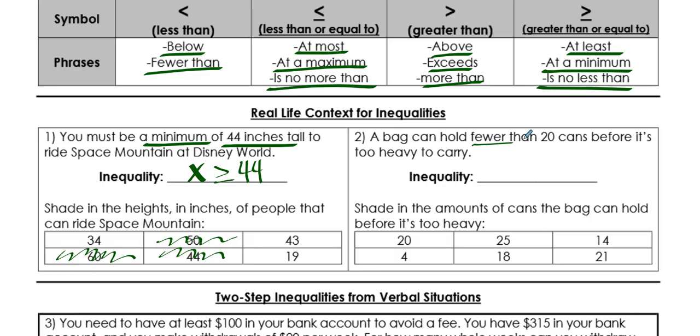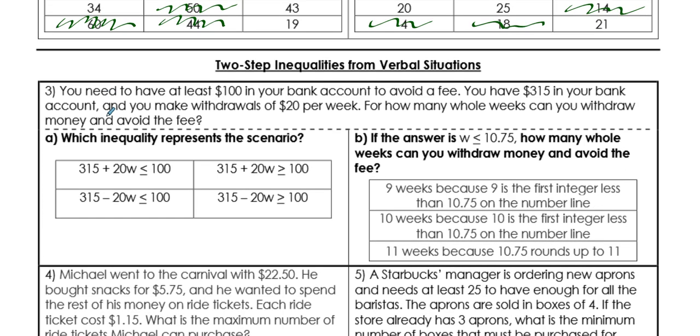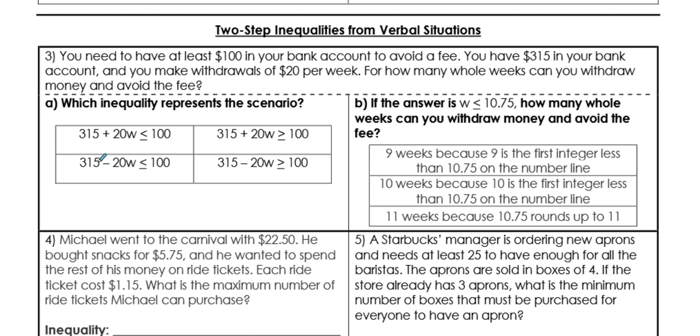A bag can hold fewer than 20 cans before it's too heavy to carry. It can't hold 20. It's got to be less than 20. So x is the number of cans. That has to be less than 20. So we can't shade 20. We can't shade 25. We can shade 14, 4, and 18, not 21. That's too big. All right. Those are just basic words that mean each of those inequality symbols. Now we're going to embed those in word problems.